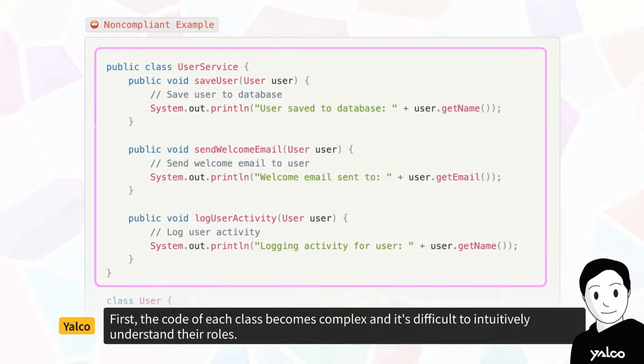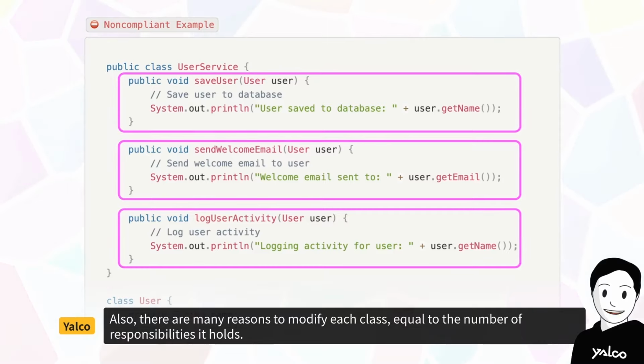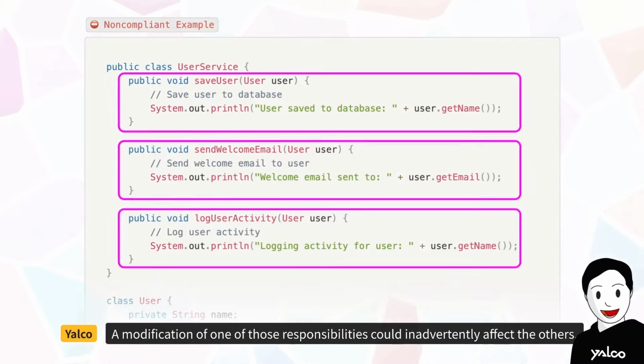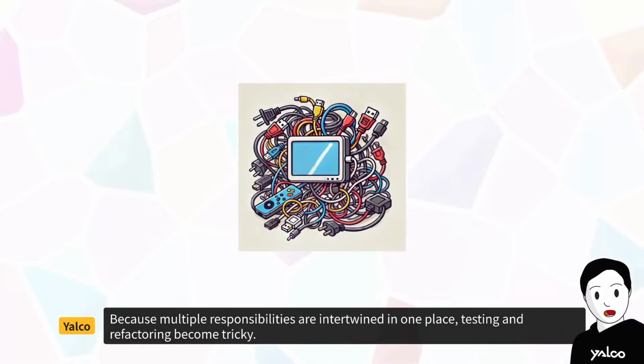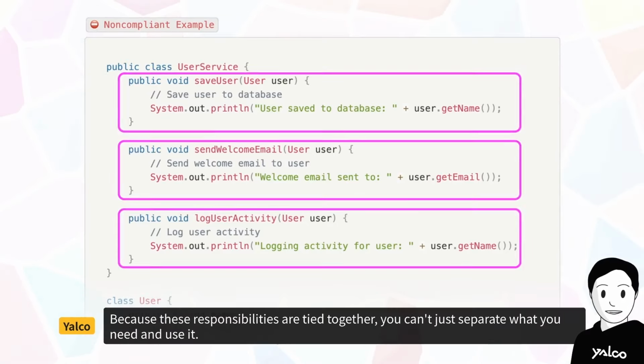First, the code of each class becomes complex, and it's difficult to intuitively understand their roles. Also, there are many reasons to modify each class, equal to the number of responsibilities it holds. A modification of one of those responsibilities could inadvertently affect the others. Because multiple responsibilities are intertwined in one place, testing and refactoring become tricky. There are also limitations in scalability and flexibility. Because these responsibilities are tied together, you can't just separate what you need and use it.